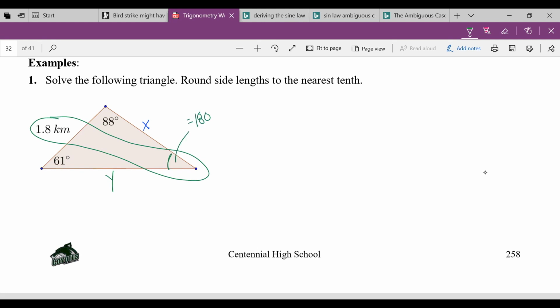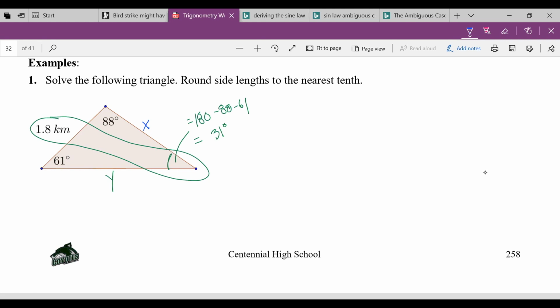Luckily, that angle is very easy to discern because it's equal to 180 minus 88 minus 61, which is to say 31 degrees. All right, so now we've got an angle and opposite side pair. Now we can figure out everything else. So let's do x first.